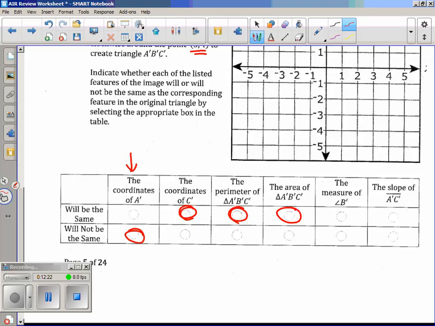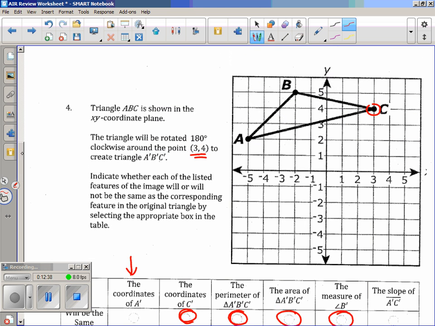The measure of angle B. Again, think about your desk. If you were to rotate it, do the angles on your desk change? No. So the measure of angle B is going to stay the same as well. And finally, the slope of AC. Let's see, here's AC. It has a slope. Okay, so its slope goes up to the right at a particular rate. It looks like it goes up 2 for every 8 it goes across.